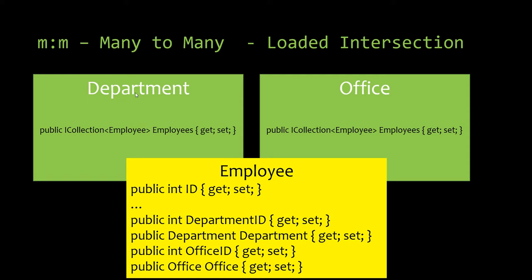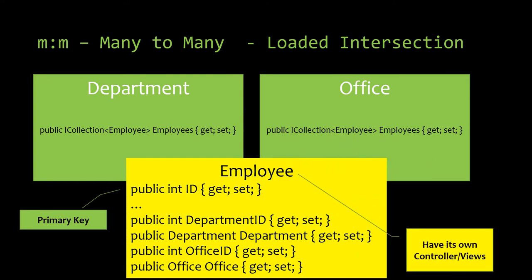In this case, department and office are in a many-to-many, and that's supported with this one intersection table because we have the two foreign keys in here. Basically, it acts as a child in this family, right? And that was pretty straightforward. We see this all the time. It has its own primary key, often an integer identity. It'll have its own controller and views for managing the intersection entity itself, for example the employee, right?